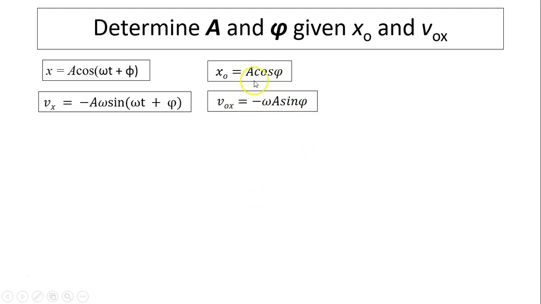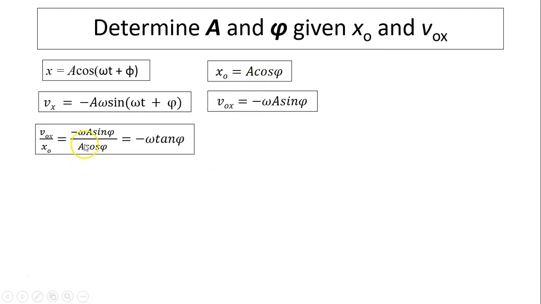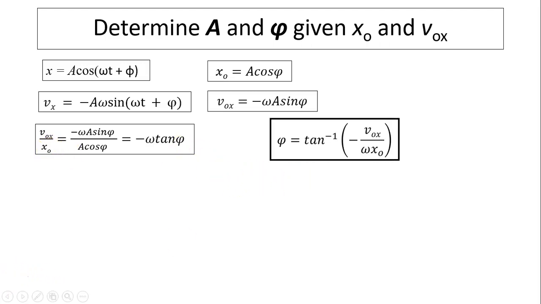First, we can find phi by dividing these two equations so we can get rid of A. Once we get rid of A, this becomes negative omega times tangent phi. Since we know omega, v naught x and x naught, we can find tangent phi. Phi is just inverse tan of negative v naught x divided by omega times x naught.